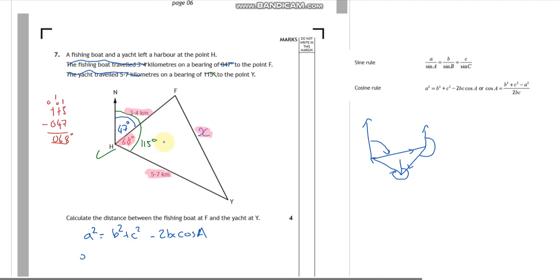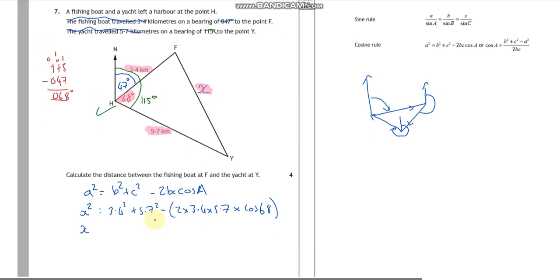So my a squared, I'll call that just x squared, is equal to 3.4 squared plus 5.7 squared. Take away, and put this all in a bracket, 2 times 3.4 times 5.7. Oh, don't close your bracket yet. Times cos of 68. And don't worry, sometimes this comes out as a negative, but it's fine. So once you've got that, you should be saying that x squared is equal to about 29.53. And then don't forget to square root. So that'll be 5.4.